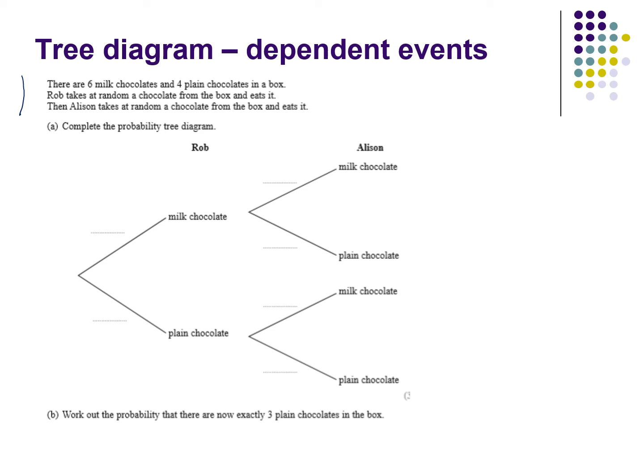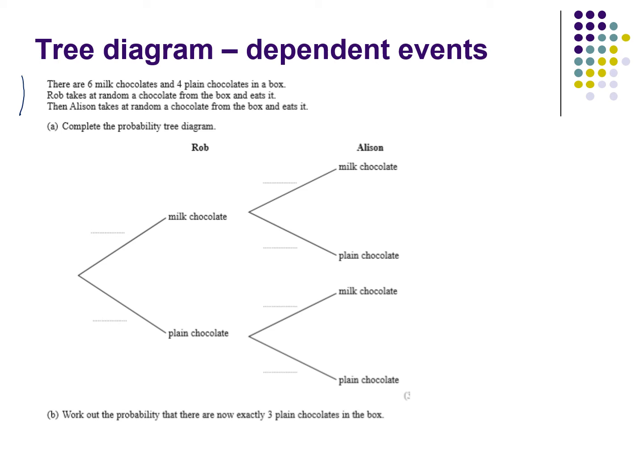Now, think about it. If Rob takes a chocolate out and eats it, what's going to be left in the box is going to be different depending on what chocolate he picked. So Alison's probabilities that we're going to look at on this diagram are going to be different depending on whether Rob chose a milk one or Rob chose a plain one, because there'll be a different amount of chocolates left, if that makes sense to you. You'll see now if we fill in the probabilities.